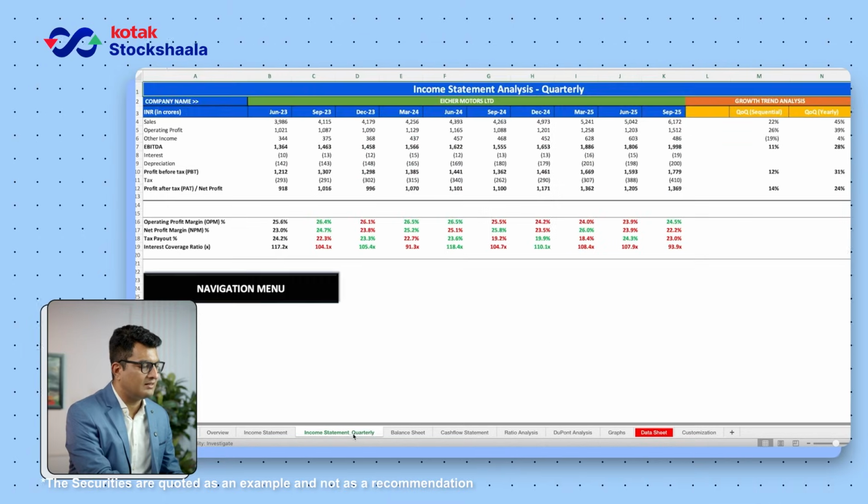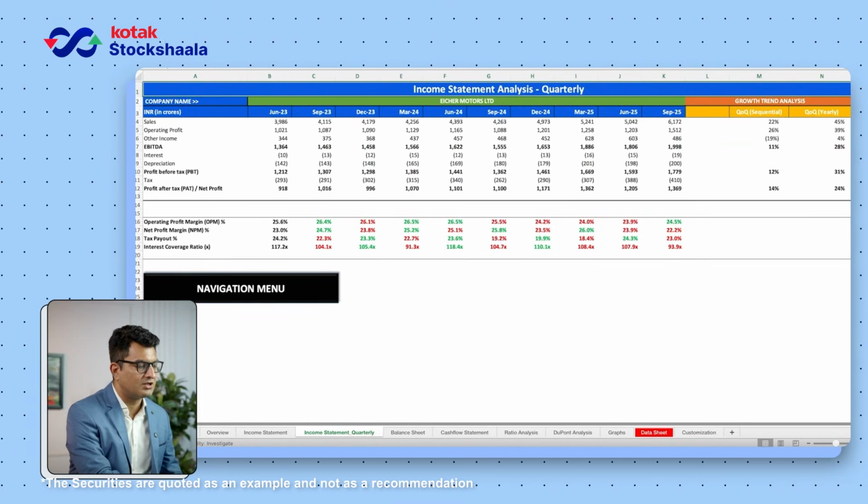Apart from that, in this sheet, we have also captured the quarterly data. Yearly data is of course great to start with, but if you are taking a position right now, if you are considering buying the stock right now, you also need to understand quarter on quarter what the company is doing and how it is performing.